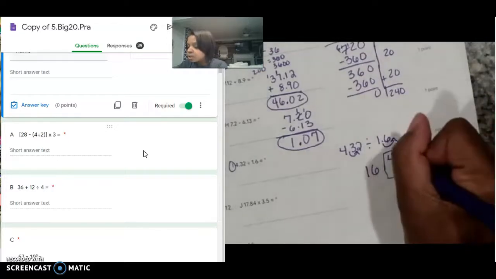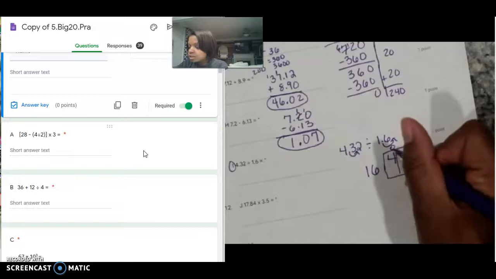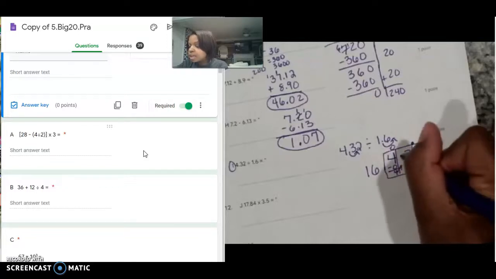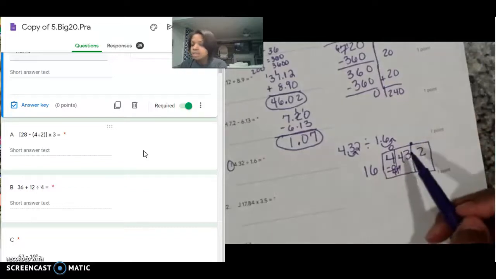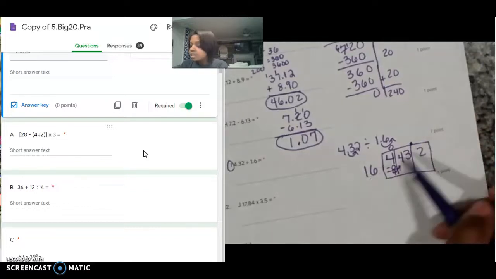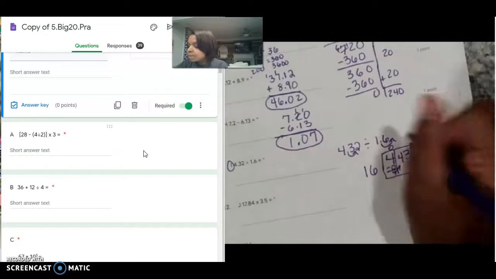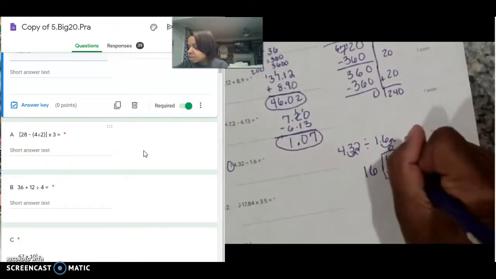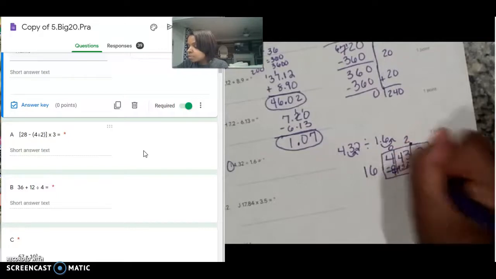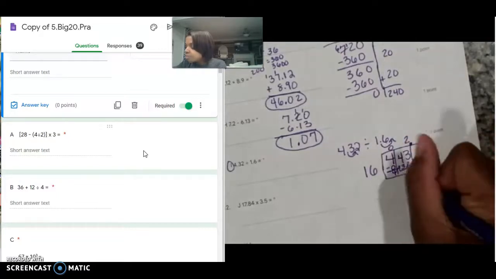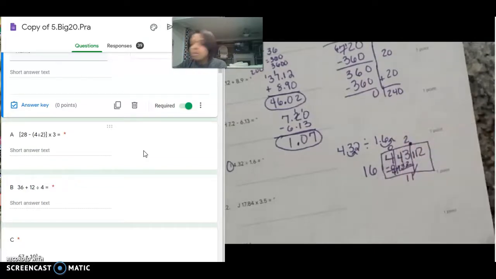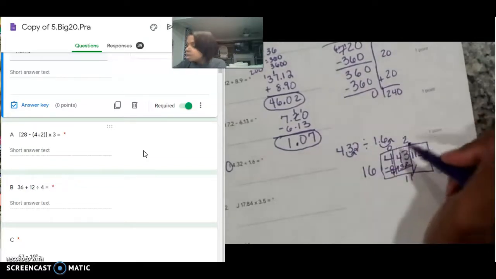So 16 can go into 4 0 times. 0 times 16 is 0. Subtract, and that leaves me with 4, and I slide that 4 over. Now this number becomes 43. 16 can go into 43. I'm going to say 2 times because when I double 16, that gives me 32, and tripling 16 would be too big. So I subtract, that gives me 1, that gives me 1. Now I'm just going to bring my 2 1s over to the next box.